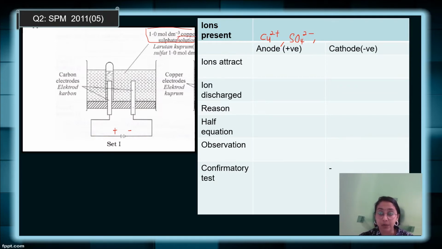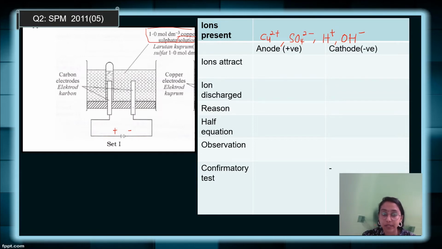So that means there is water, so you must have hydrogen ions and hydroxide ions. Okay, now once you identify the ions present in the solution, what I want you to do is determine which ions among these four are going to go to the anode and which are going to go to the cathode. Can you see this is a positive terminal, so it attracts the negative ions towards it.